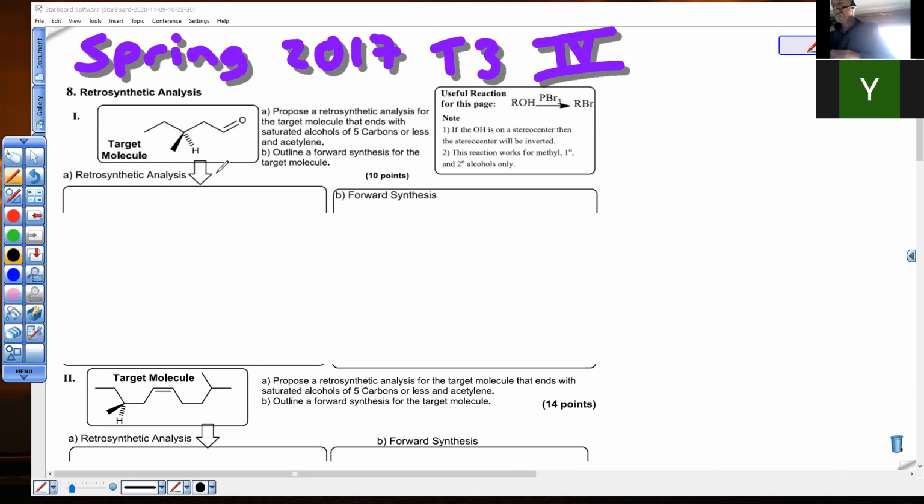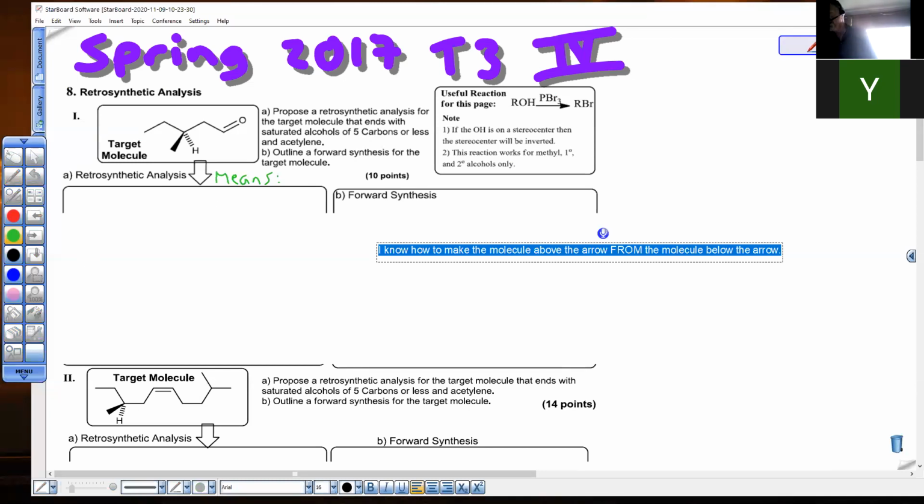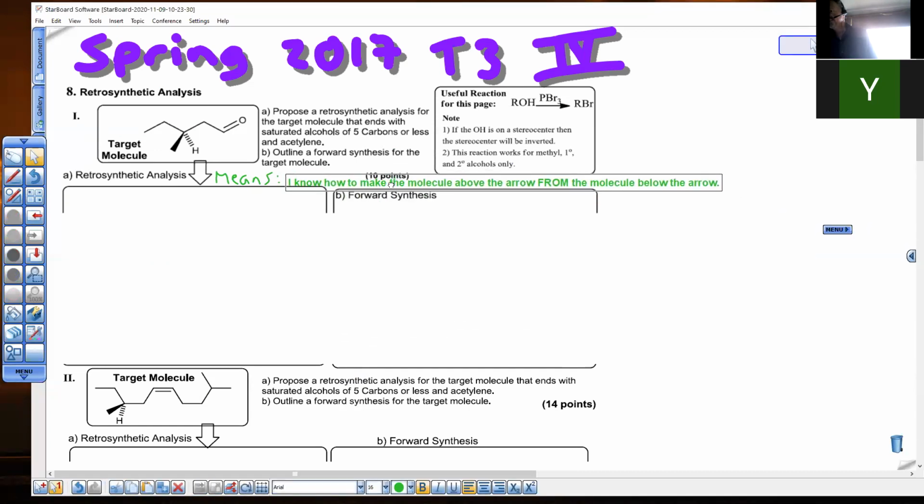Okay, now this arrow is not a reaction arrow. This arrow means something very particular. Every time I draw that arrow, it means this. I'll type it. It's important. It's worth typing. I know how to make the molecule above the arrow from the molecule below the arrow. It's not a reaction. It's sort of an anti-reaction. There's a reason why we have to think about these things this way. And we want that to be green. Okay. I know how to make the molecule above the arrow from the molecule below the arrow.